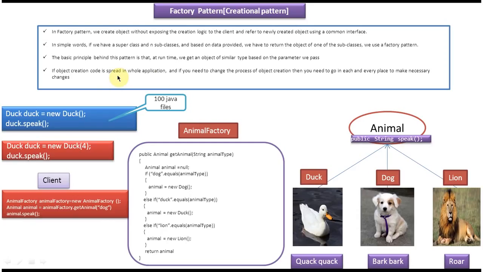If object creation code is spread across the whole application, and if you need to change the process of object creation, then you need to go to each and every place to make the necessary changes, right? This kind of work we can avoid if we are using the factory design pattern. And this is about the factory design pattern introduction.